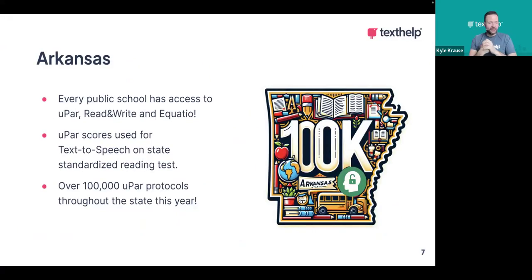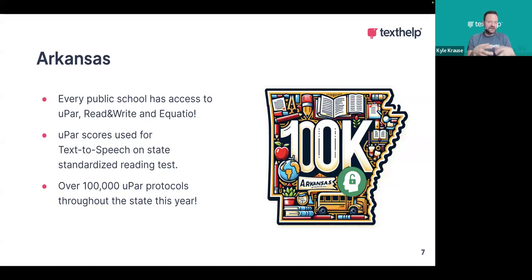Besides that, though, I do help with a couple of other statewide initiatives, and I think it's interesting to talk and hear about what's going on throughout the country. Within Arkansas, I actually help lead this project as well. Every public school in Arkansas has access to uPar, Read and Write, and Equatio. Read and Write is that next step after uPar. Equatio is Texthelp's numeracy support, making math digital.